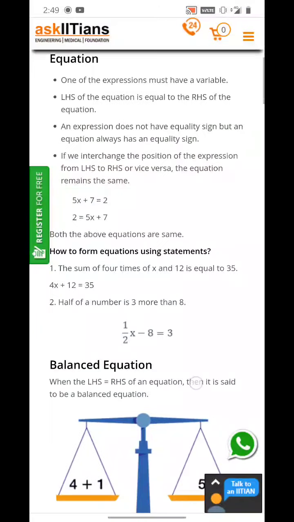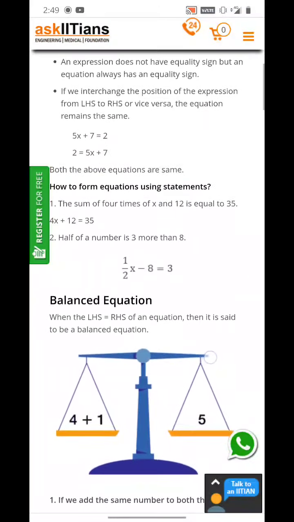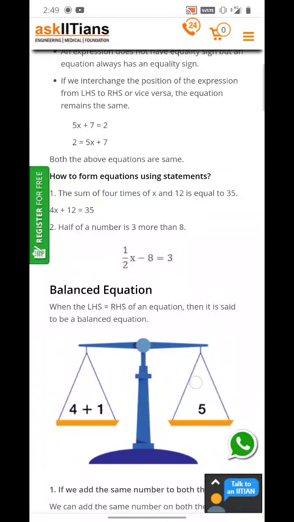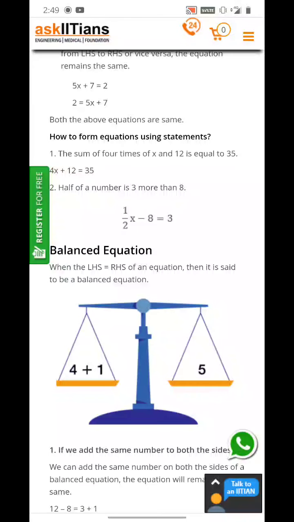Good afternoon. Now I am going to teach you how to form an equation using statements. The statement is given, and you have to convert that into an expression.